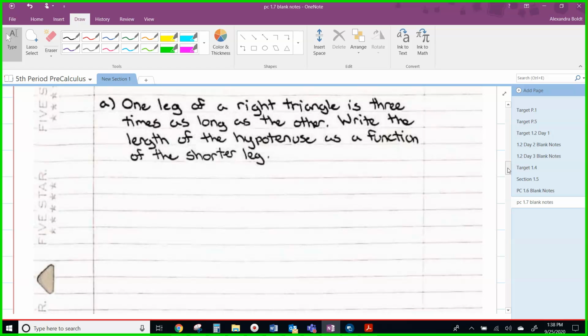All right, looking at A. One leg of a right triangle is 3 times as long as the other. Write the length of the hypotenuse as a function of the shorter leg. This tells me what it wants my variables to be. I want to write my hypotenuse, so I'll say let H equal the hypotenuse.